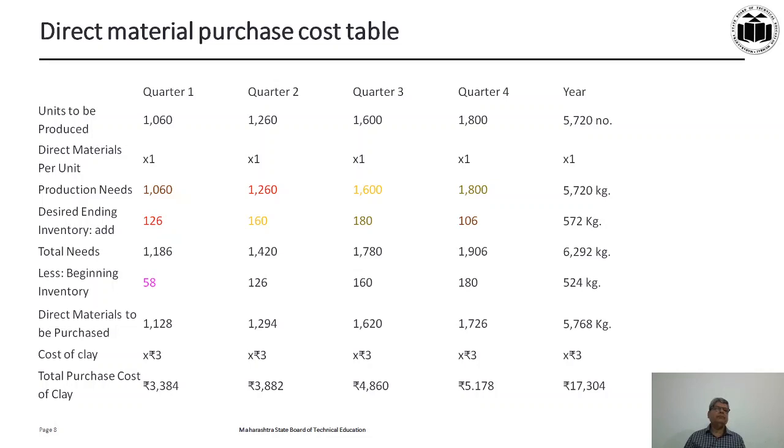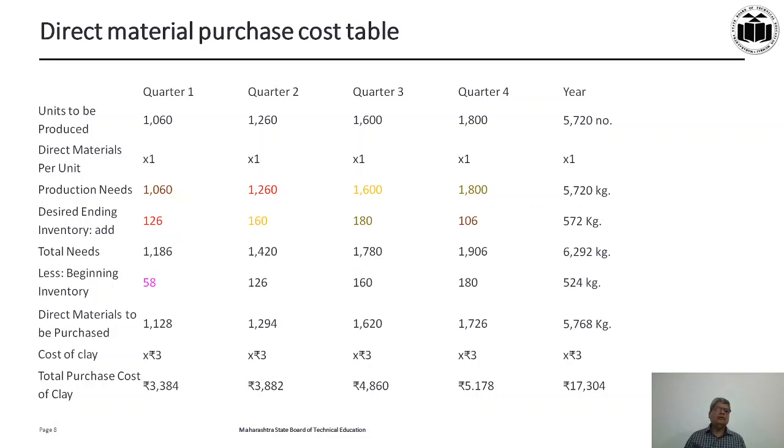Now we know the beginning inventory; it is given for the first quarter, it is 58 kg. Now for the second, third and fourth, you know 126, 160 and 180, because the beginning quantity of the second quarter is the ending quantity of the first quarter, and so on. So you have to subtract it from the total needs. By doing the subtraction, you get 1128, 1290, 1620, 1726 and a total of 5768 kg.